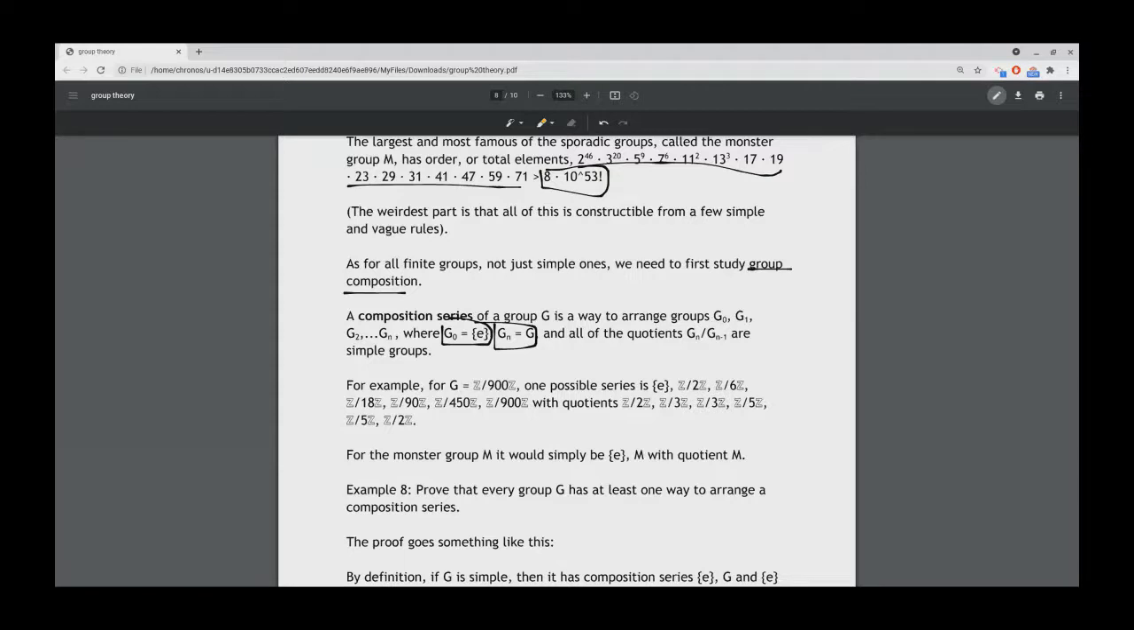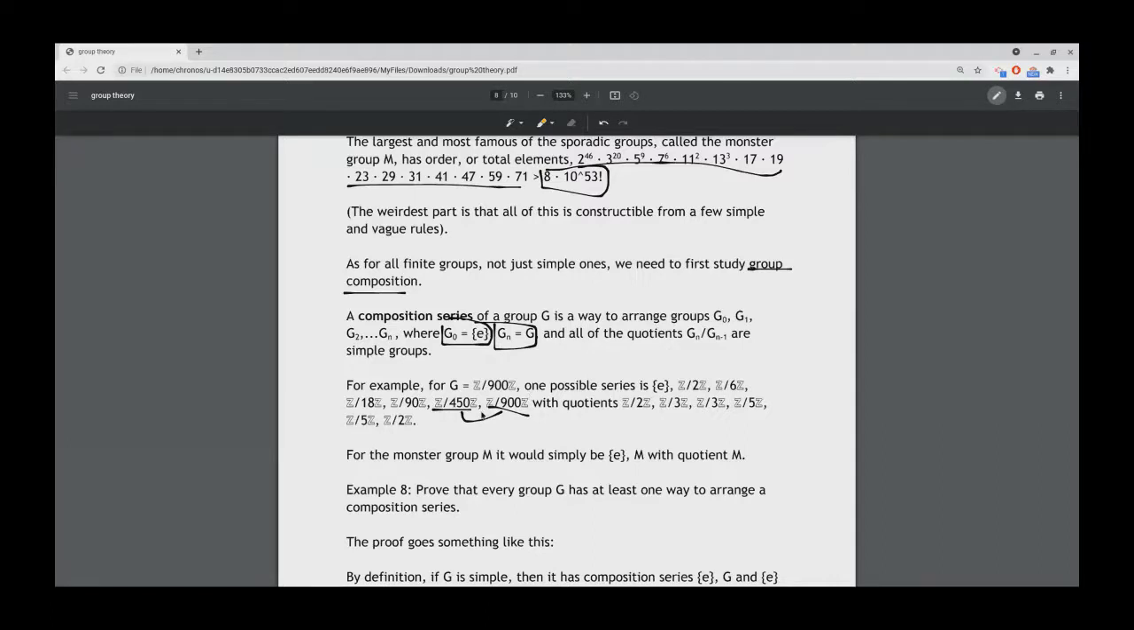For example, for G equals Z over 900Z, one possible series is E, Z over 2Z, Z over 6Z, Z over 18Z, Z over 90Z, Z over 450Z, and Z over 900Z, with quotients Z over 2Z. See, this is just 2. What I mean by quotients is not just about the order, because this is order 900, this is order 450, that's order 2. It's not always going to be like that, since this is just a special case where we have the pretty simple mod groups.